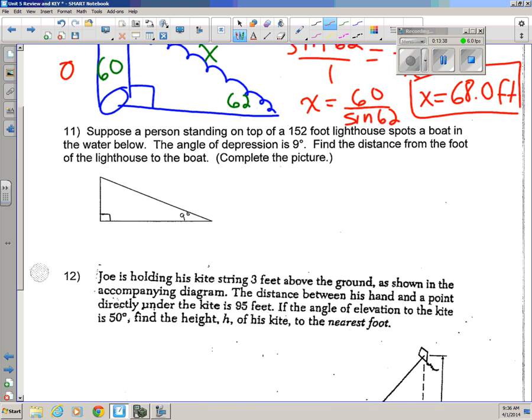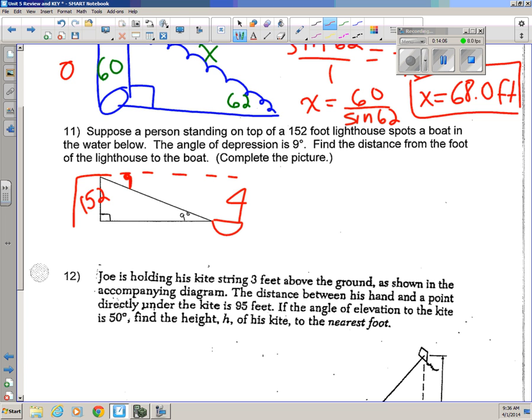On this one, suppose a person is standing on top of a 152-foot lighthouse, spots a boat in the water below. The angle of depression is 9 degrees. Find the distance from the foot of the lighthouse to the boat. Complete the picture. So that means the angle of depression is really here. Okay, that's the 9 degrees. This is the boat. You don't have to draw that. Here's your lighthouse. The lighthouse we know is 152.